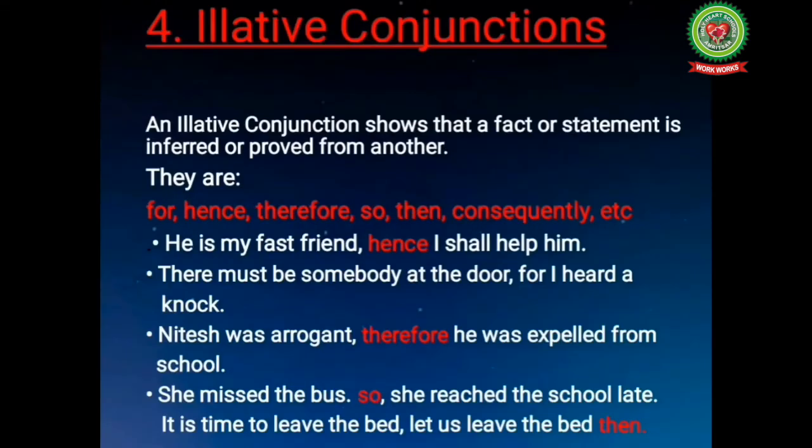The last type is illative conjunctions. Children, an illative conjunction shows that a fact or statement is inferred or proved from another. In other words, here one clause shows us the cause, whereas the other clause shows us the result. Here conjunctions are for, hence, therefore, so, then, consequently, etc. Let's read the examples given here.